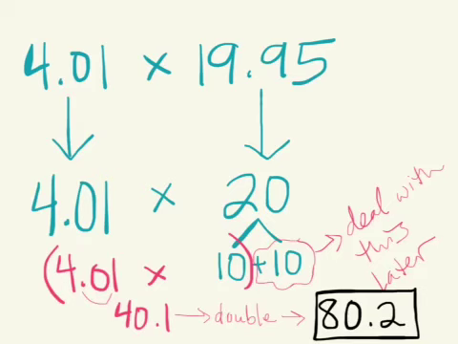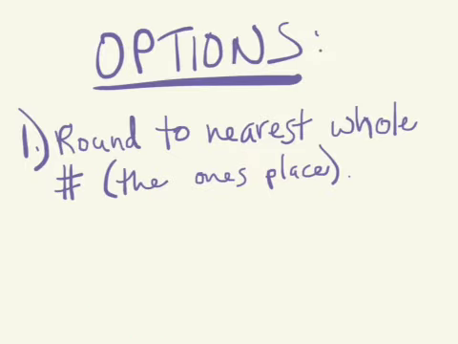So there are a lot of different things to think about when you are estimating. You can always round to the nearest whole number. So I'd like you to write down your options for estimating. These things work really well. First option is just round to the nearest whole number, which is the ones place. Round to the nearest 1.